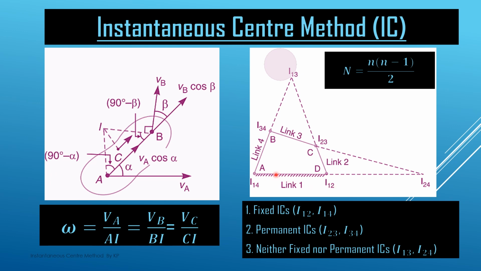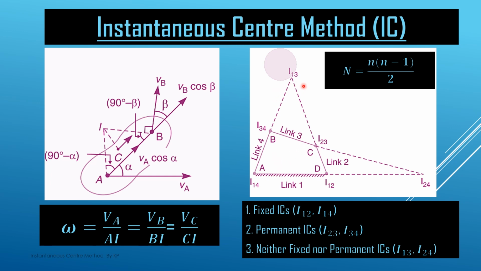So 1 2. Similarly, for links 1 and 4, the instantaneous center will be at pin point A, and that is I14. Similarly for 3 4 that is I34, and this is 2 3, pin jointed at point C, so this is I23. And there are two ICs which lie outside. I will tell you how to locate these later on. This IC is I24, and this IC is I13.